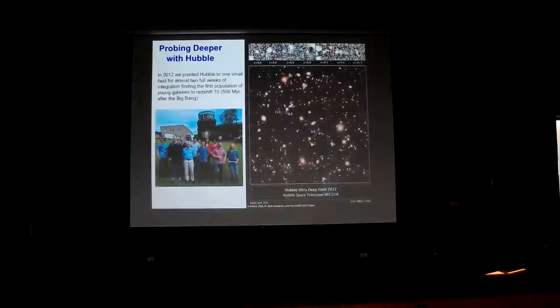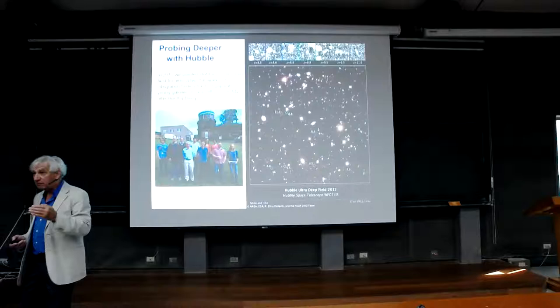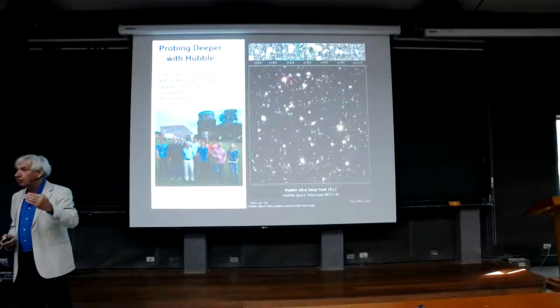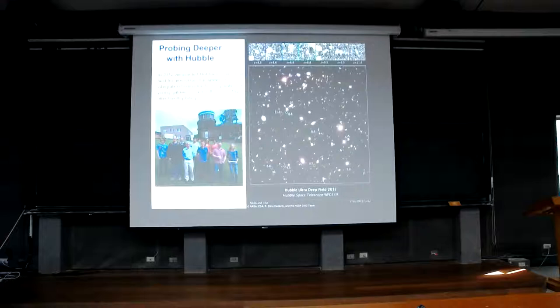So I told you about this deep image. We called this the Hubble Ultra Deep Field. It's amusing: Hubble first did a deep field, and then people thought, why don't we be even more ambitious? So then it did an ultra deep field, and then we revisited again and got an even deeper field, and there's an extreme deep field and so forth. So this is the image we took in 2012, and I showed you this already.